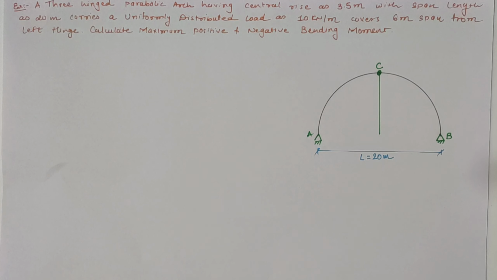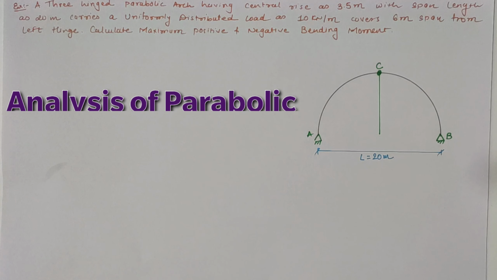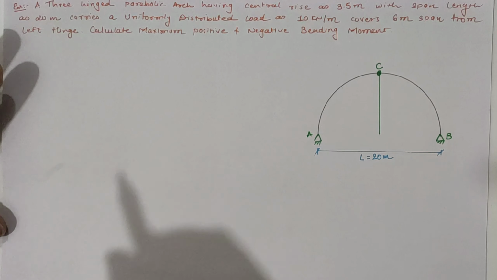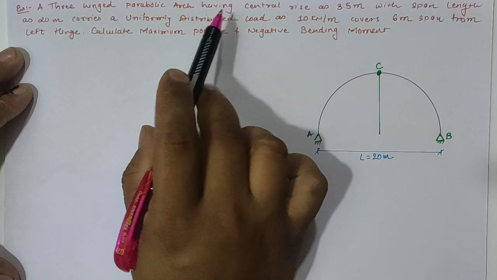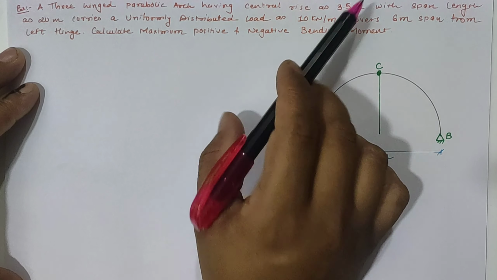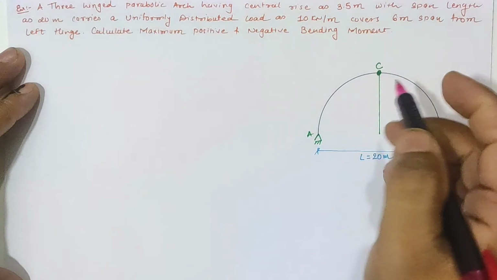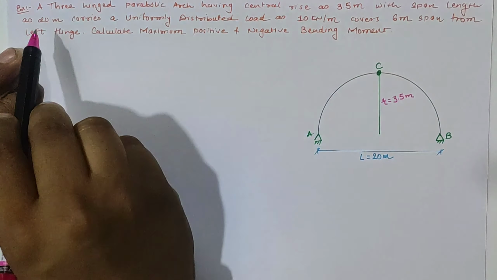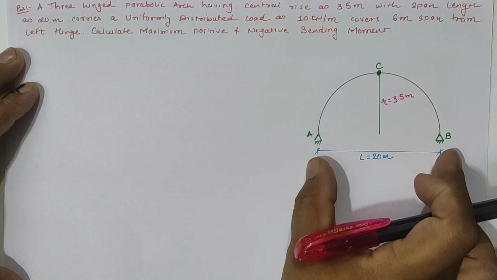Hello friends, today we are going to learn about a 3-hinge parabolic arch which is loaded with a uniformly distributed load over any span. So let us take the example of a 3-hinge parabolic arch having a central rise of 3.5 meter. It means R is equal to 3.5 meter. Next, the span length is 20 meter, so capital L is 20 meter.